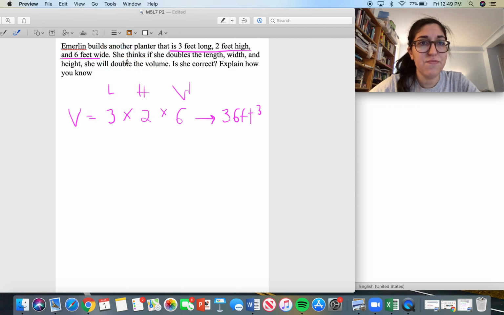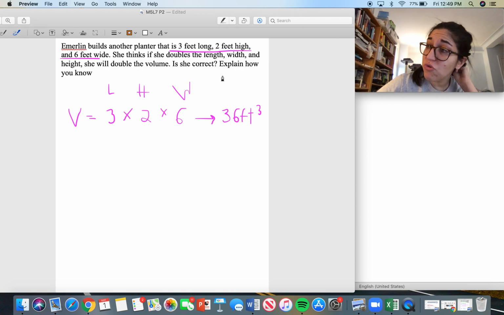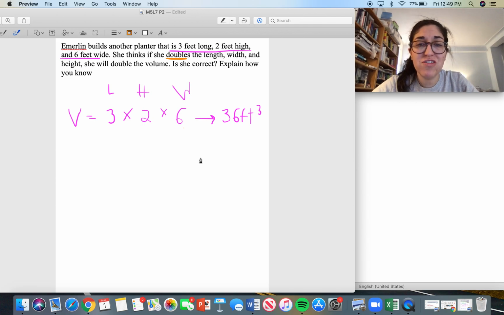Then it says, she thinks if she doubles the length, the width, and the height, she will double the volume. Is she correct? Explain how you know. So in other words, what she wants to do is double, remember means times 2, the length, the width, and the height. And she thinks if she does this, then she's going to also double her volume. So what would double 36 be?